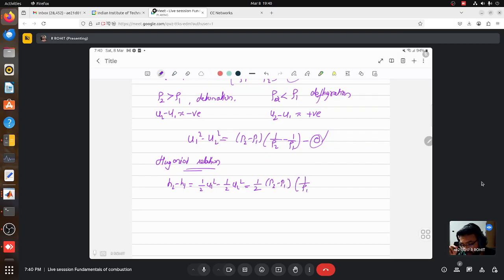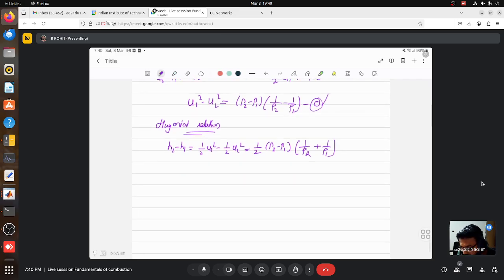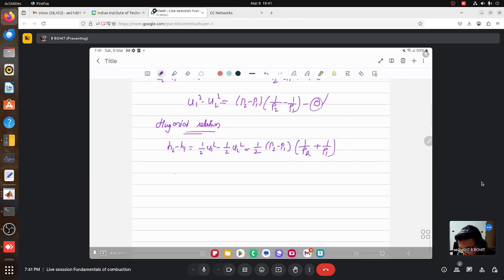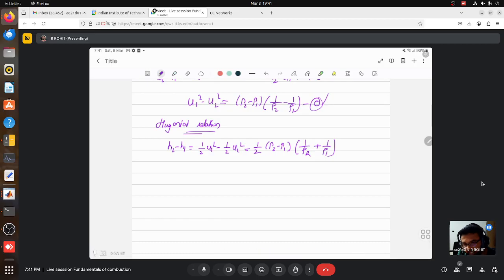You can convert it into 1 by rho 2 plus 1 by rho 1. So for a perfect gas, in an ideal gas you can have either a perfect or a semi-perfect gas. Here we are considering a perfect gas, where a linear relationship between H and T exists, and you have constant pressure conditions. So at a constant specific heat where R1 equals R2, the enthalpies can be written based on the mass fraction and so on.